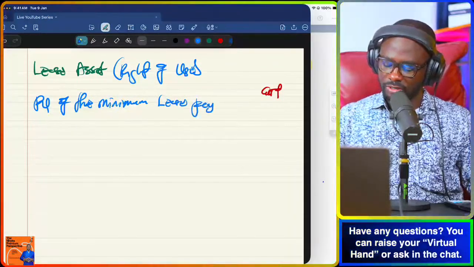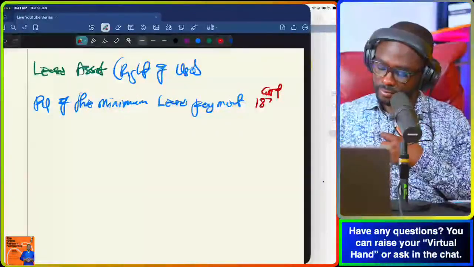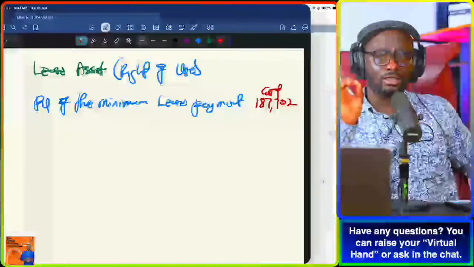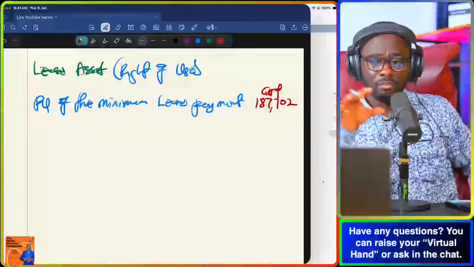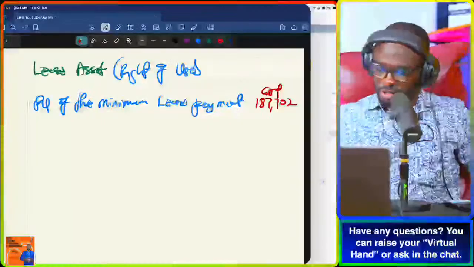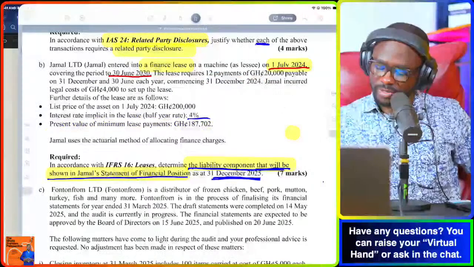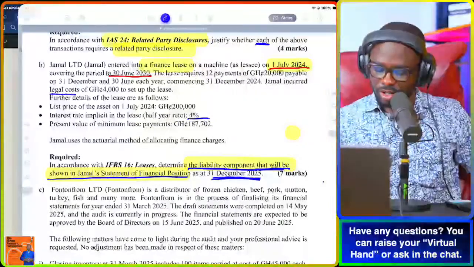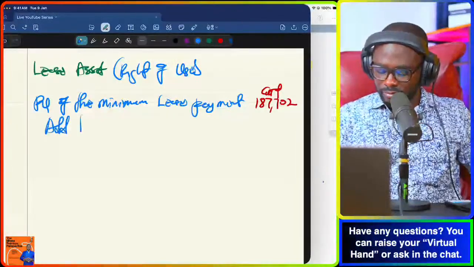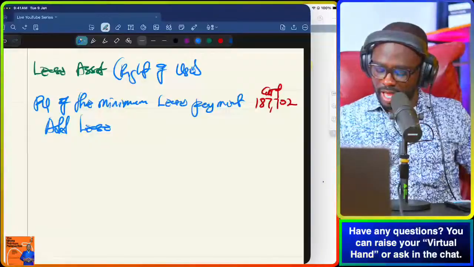As given in the question, to be 187,702. Then, remember we said the initial cost of an asset shall be the purchaser's cost plus all other directly attributable costs incurred in bringing the asset to its present use. So if you check in this question, they incurred a legal cost to set up the lease. Jamal incurred a legal cost of 4,000. So that must be added to the right of use because it is a directly attributable cost incurred. So we add legal cost, 4,000.